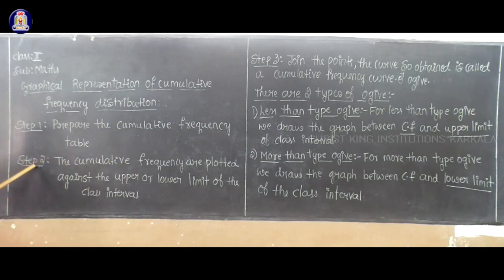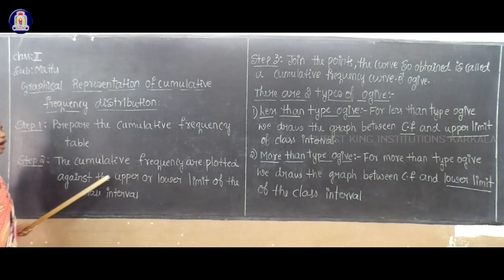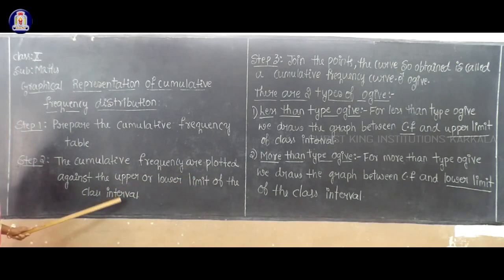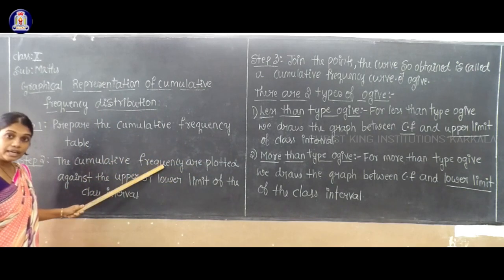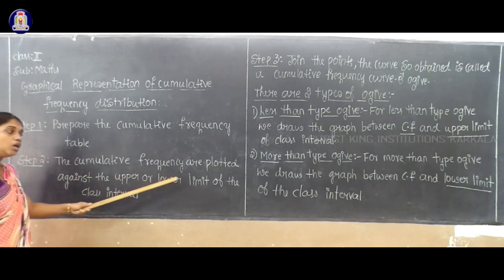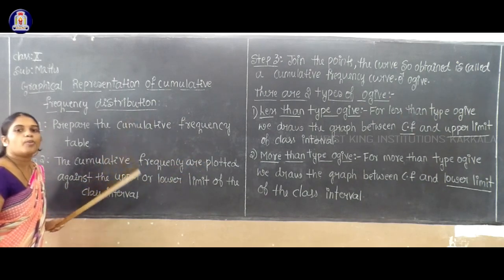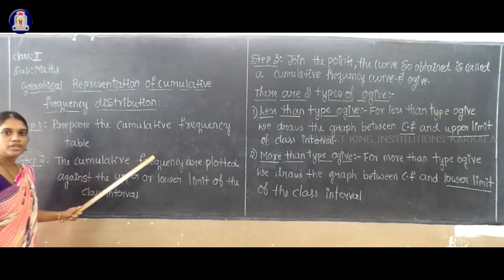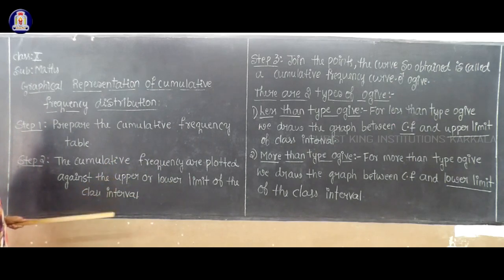Next, step 2. The cumulative frequencies are plotted against the upper or lower limit of the class interval. So now we have to plot those cumulative frequencies against the upper limit or lower limit of the class interval. In step 2 you are going to plot the points in your graph sheet, cumulative frequency versus upper or lower limit of the class interval. This is step 2.